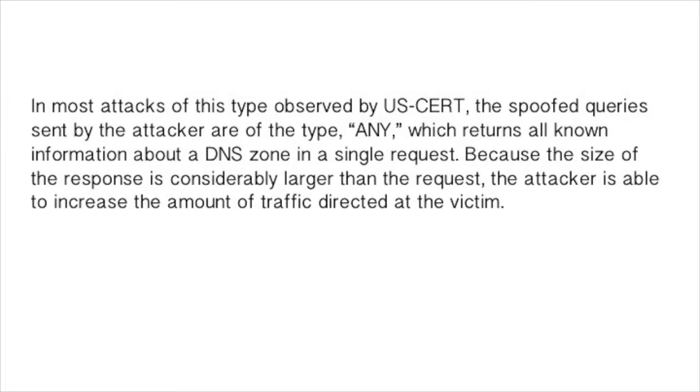In most attacks of this type observed by US-CERT, the spoofed queries sent by the attacker are of the type ANY, which returns all known information about a DNS zone in a single request. Because the size of the response is considerably larger than the request, the attacker is able to increase the amount of traffic directed at the victim.